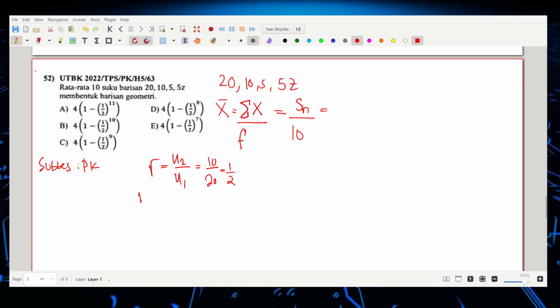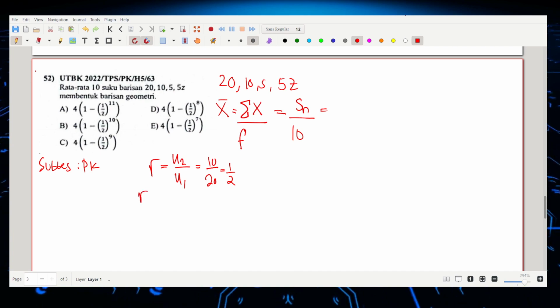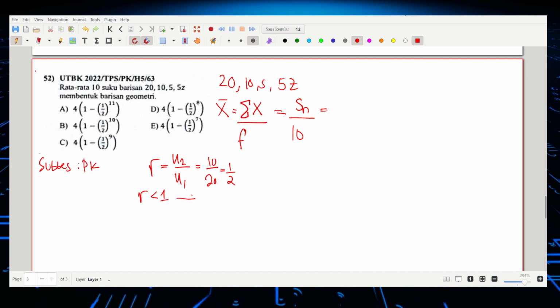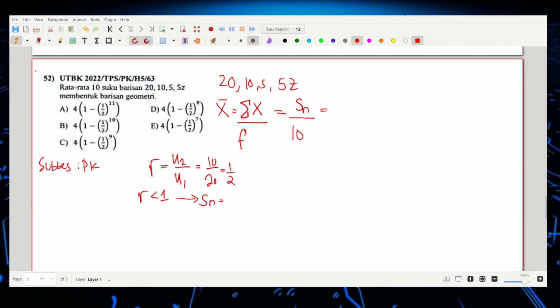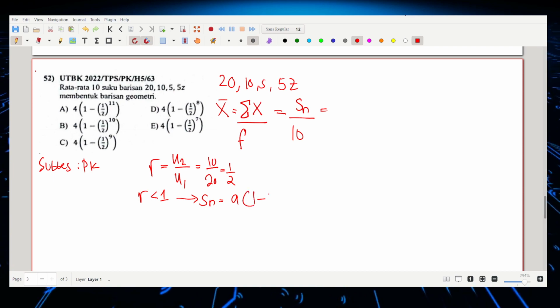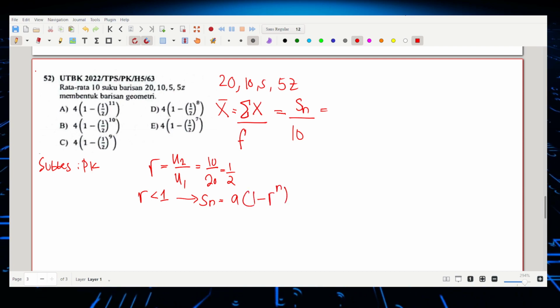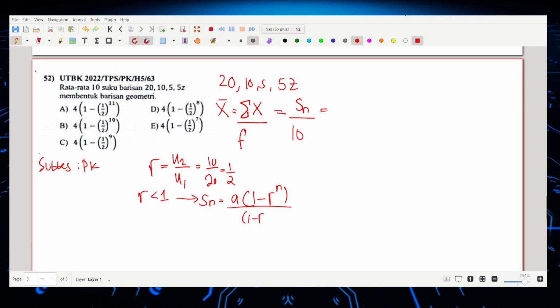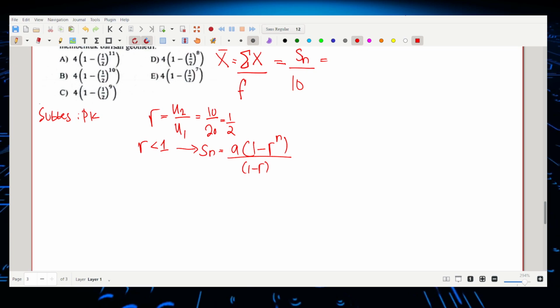Now, since r is less than 1, the formula for Sn that we would choose is A times 1 minus r to the power of n, divided by 1 minus r. I think that's the formula.